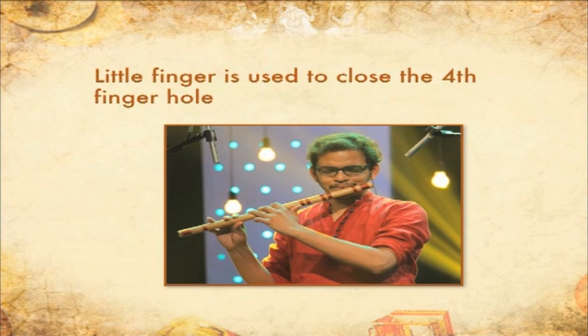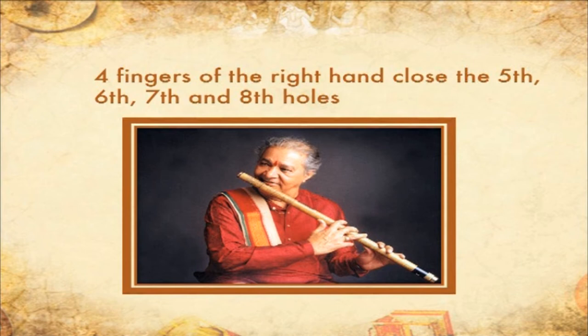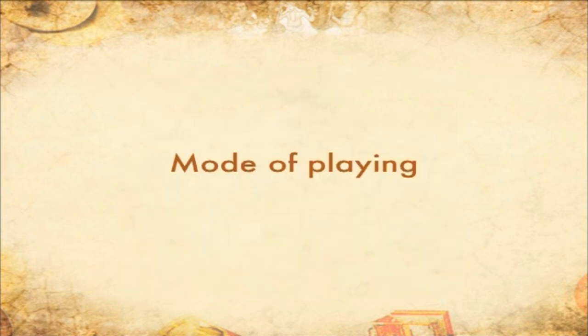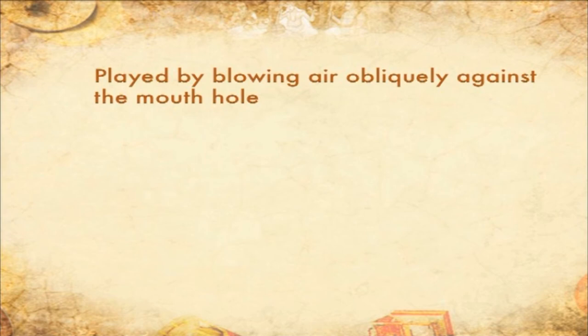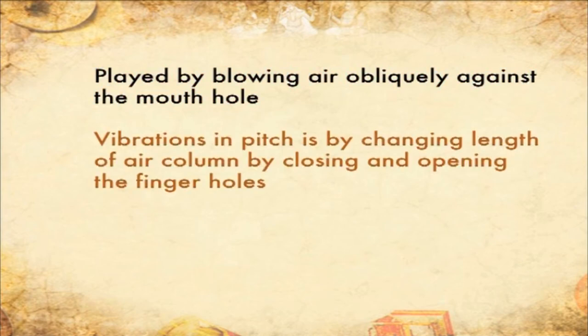At such times, the little finger of the left hand is used to close the fourth finger hole, and the four fingers of the right hand are used to close the fifth, sixth, seventh, and eighth holes. Mode of playing. The flute is played by blowing air obliquely against the mouth hole. The vibrations in pitch are caused by changing the length of air column by closing and opening of the finger holes. The following is the mode of fingering adopted for playing the various notes.